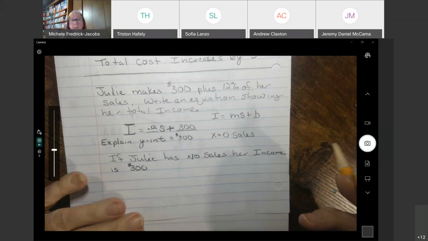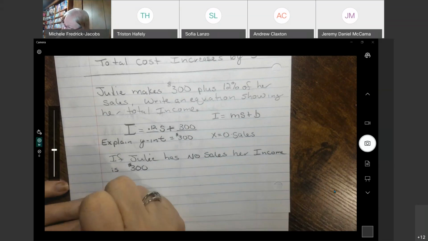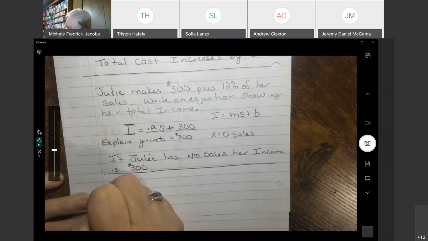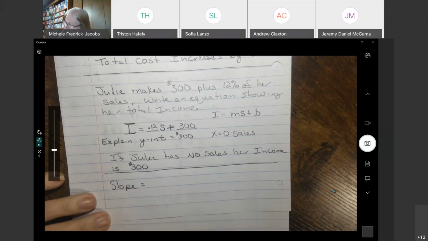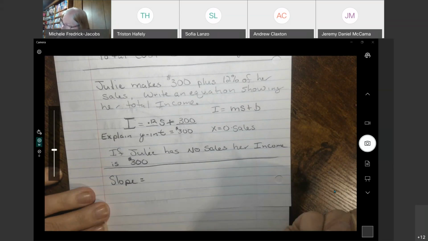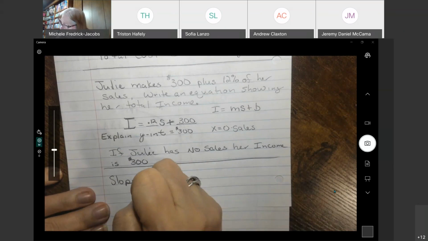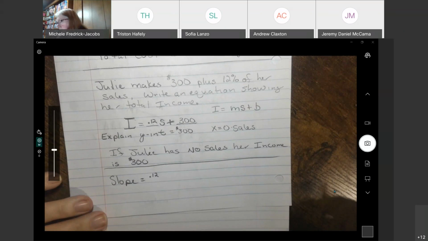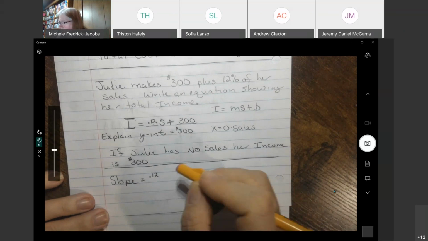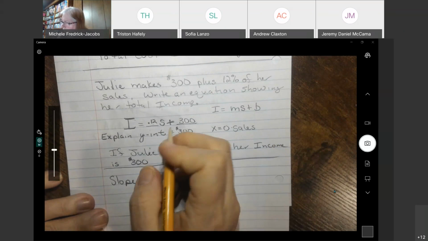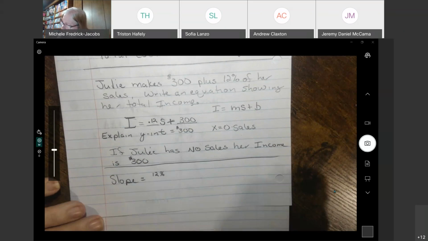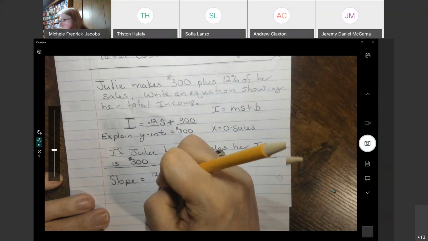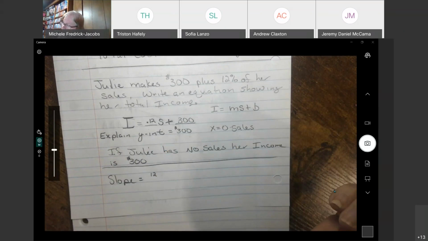Yeah. And then let's see the slope. Well, the slope is the 0.12. We could use it as a percent to explain it in the problem. I think, or do we want it as a percent or a dollar?